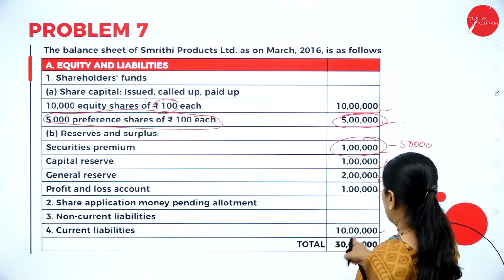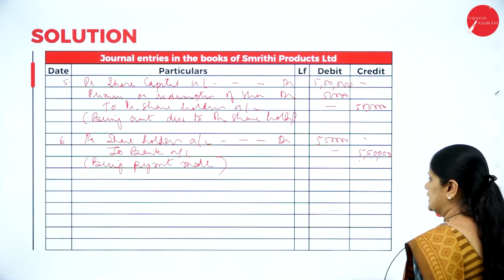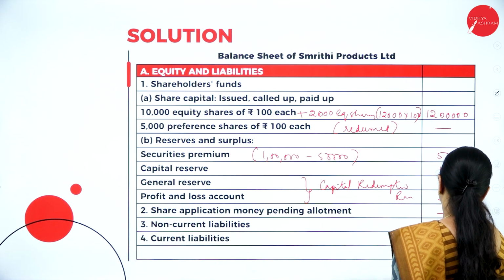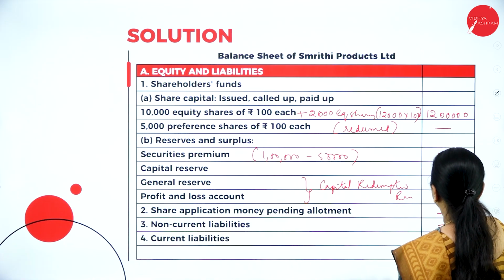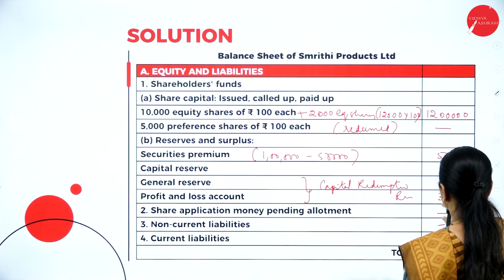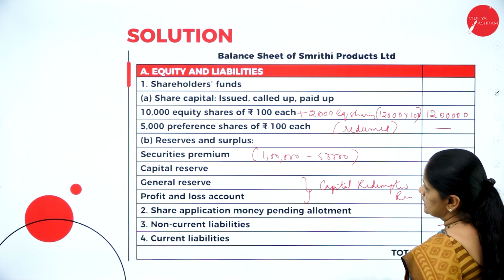Now what is the current liabilities? 10 lakhs. So I write it as it is. Current liabilities is 10 lakhs. 12 lakhs, 13 lakhs, 16 lakhs, 26 lakhs 50,000. So the total is 26 lakhs 50,000.